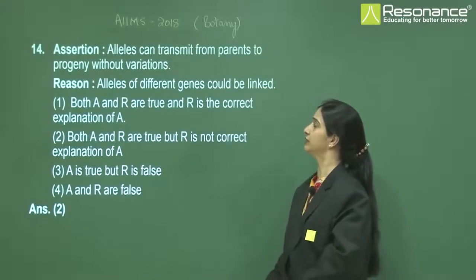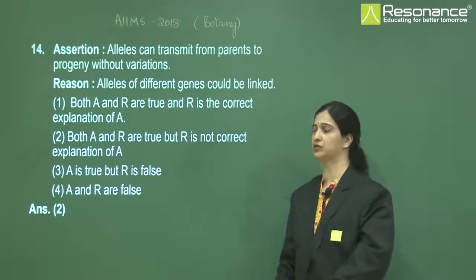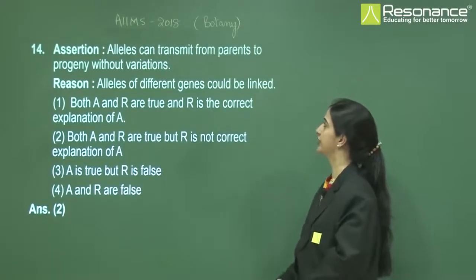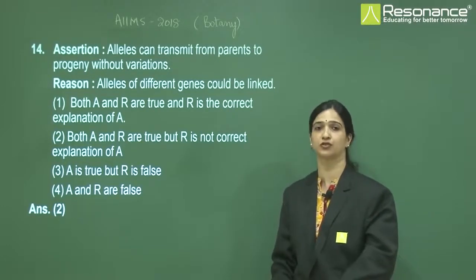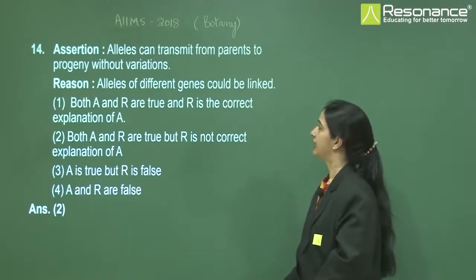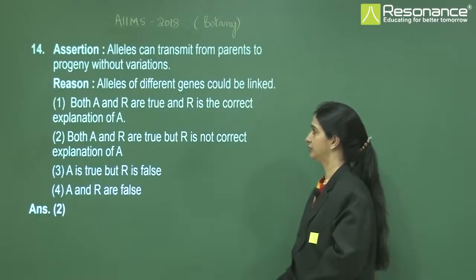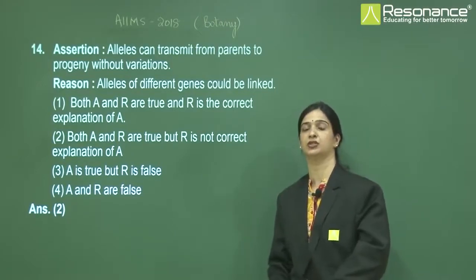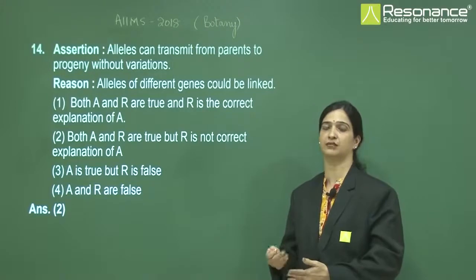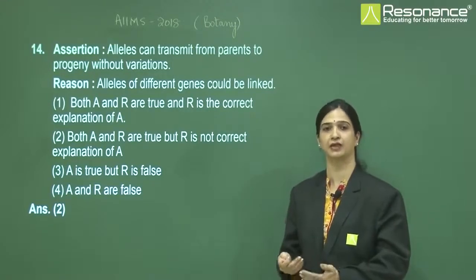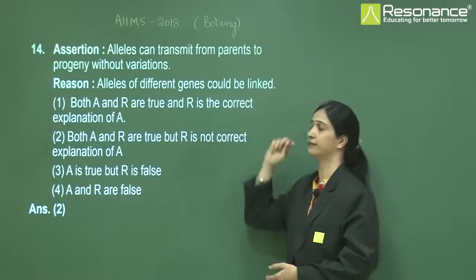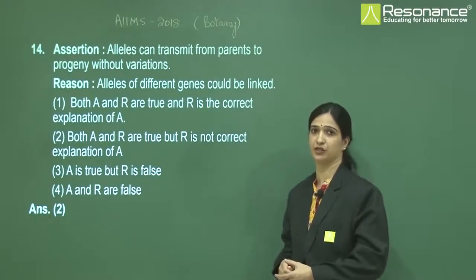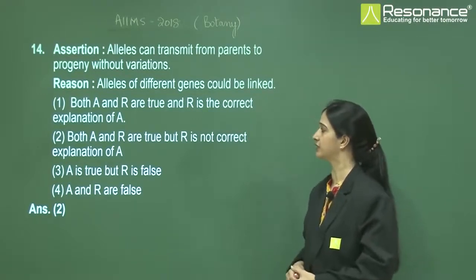Question number 14, it is an assertion reasoning type of question. Let us look at it. Assertion: alleles can transmit from parents to progeny without variations. That is true. Reason: alleles of different genes could be linked. Now when we talk about the linkage, the alleles of the different genes which are present on the same chromosome, they can show linkage. So this is also correct, but it is not the correct explanation of the assertion which is given here. Hence the correct answer will be 2.